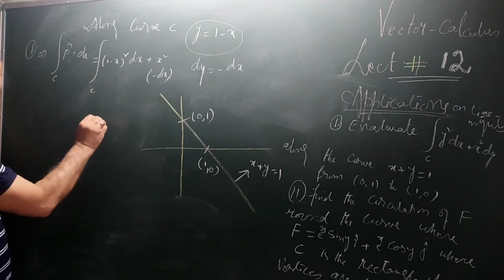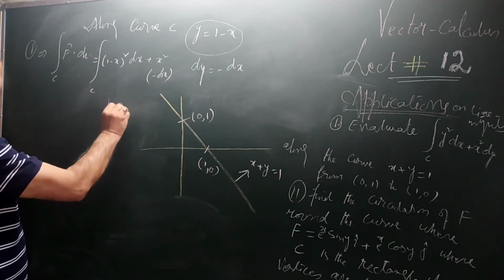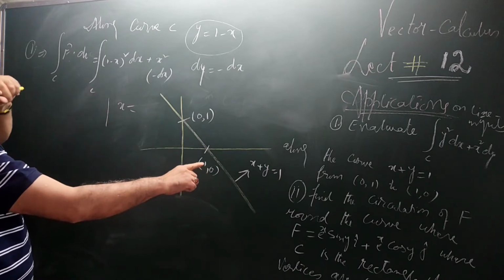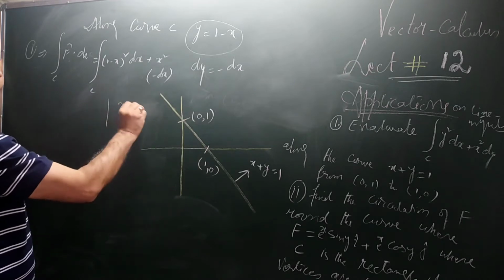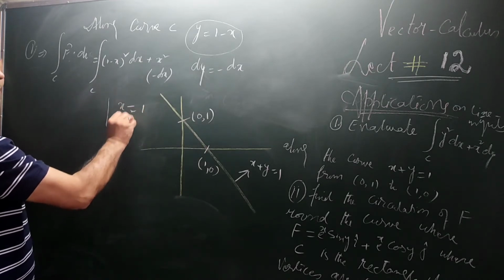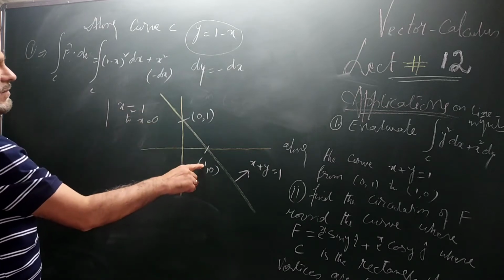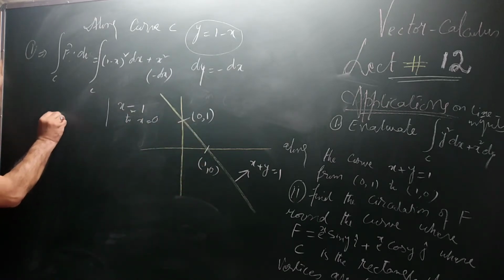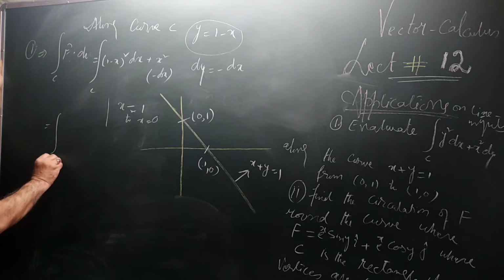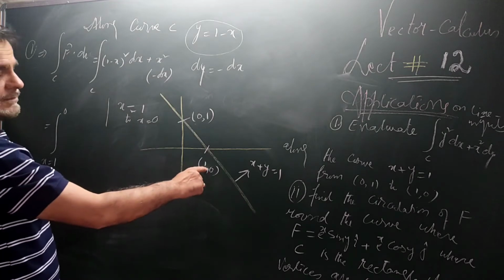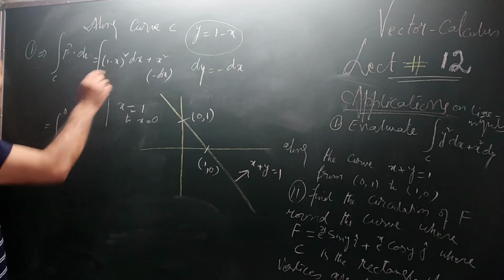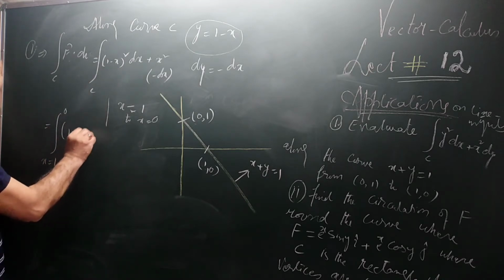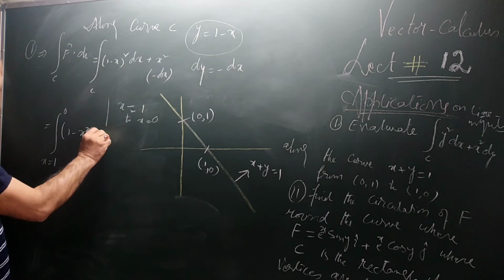Now here, when you go along this line, along this curve, x goes from x is 1 to x is equal to 0. It will be 1 to 0. So I can write here the integral with x going from 1 to 0. This is your x coordinate, 1 to 0. Okay. This is your 1 minus x square.